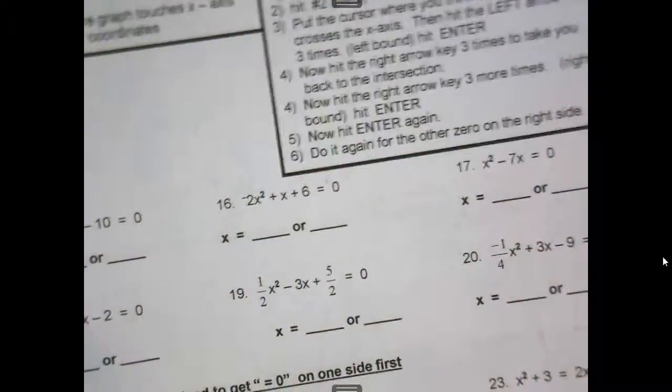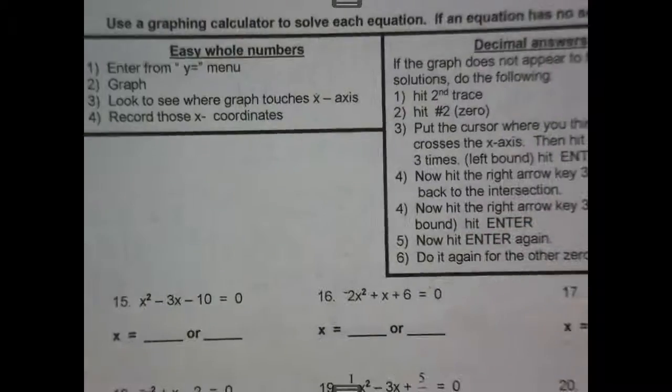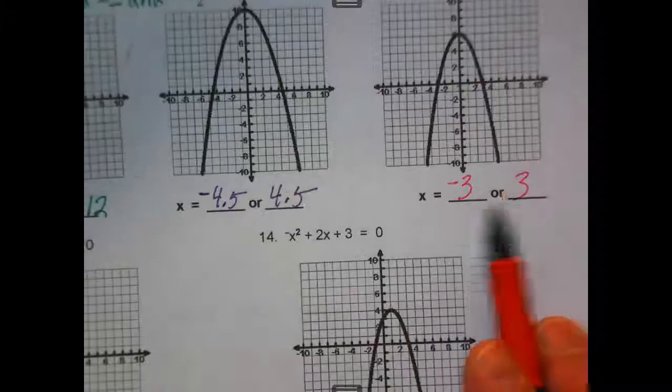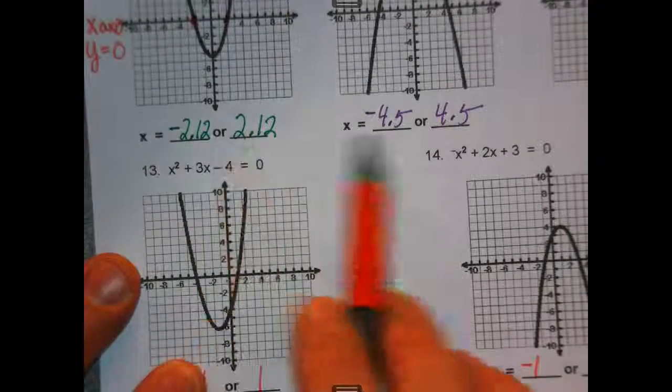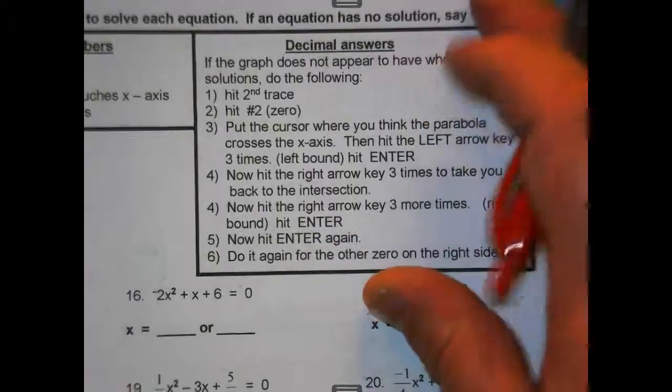Now, you want to move? All right, so it was the whole numbers. It wasn't that bad, right? The negative 3, positive 3 here, negative 1, 3. But when we got into the decimals, it was pretty hard to estimate the decimals, right? Well, guess what? Your calculators can do that for you.